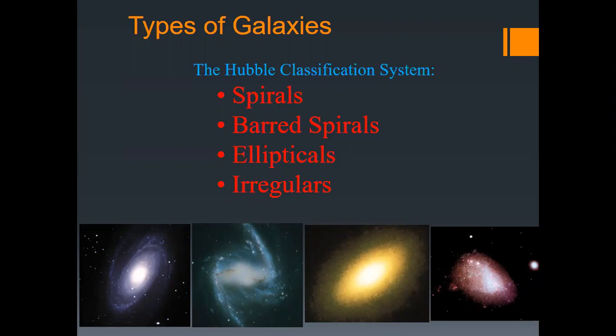Then the spiral galaxies are classified according to the size of their central bulge and the tightness of their arms. So the three subcategories are SA, SB, and SC. SA has a big nuclear bulge, SB has a moderate nuclear bulge, and SC has a small nuclear bulge. Then the spiral arms in SA are tightly wound. On SB, they're moderately wound, and the SC ones are loosely wound.